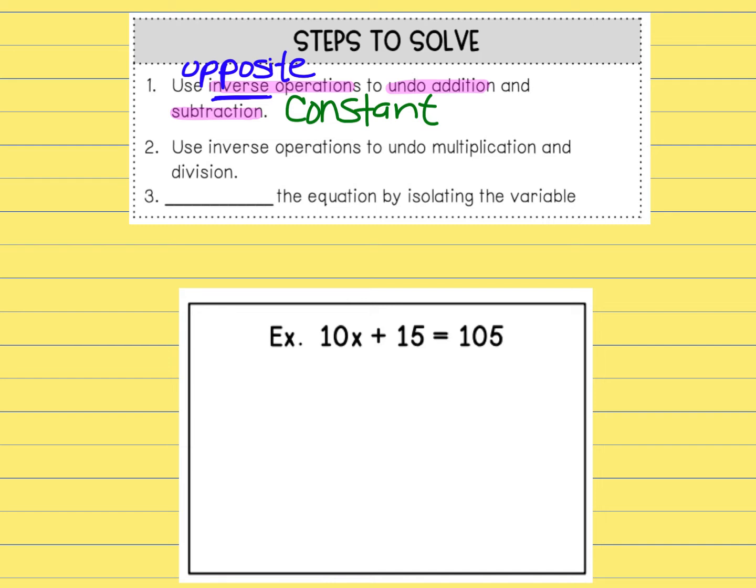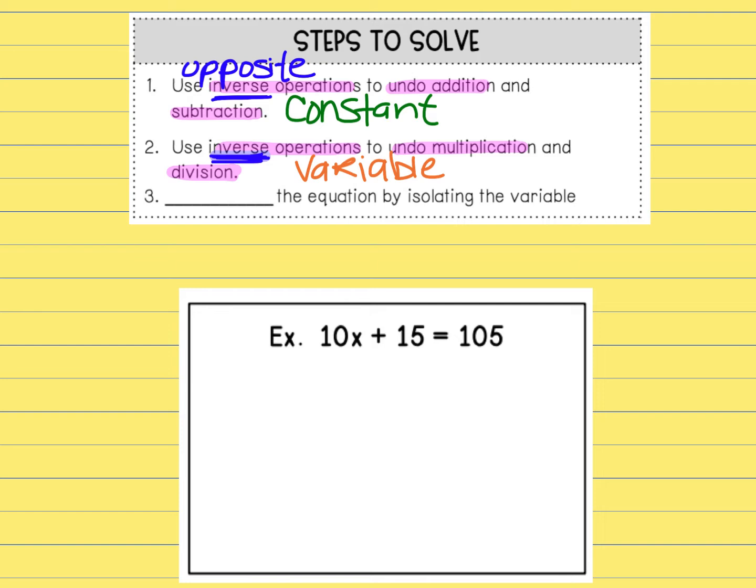Number 2, we're going to do the inverse operations to get rid of or undo any multiplication or division. So again, inverse just means opposite. You don't have to write it again if you don't want to, but I am going to underline it. And then this time, the multiplication and division, that is paired up where our variable is. So I'm going to label that.